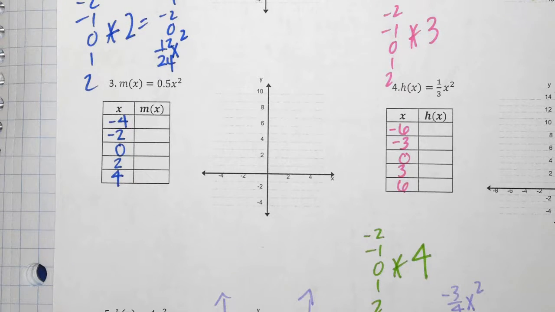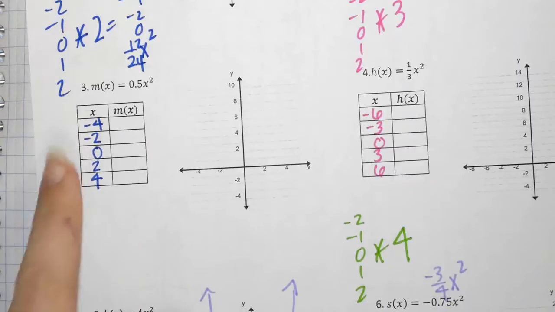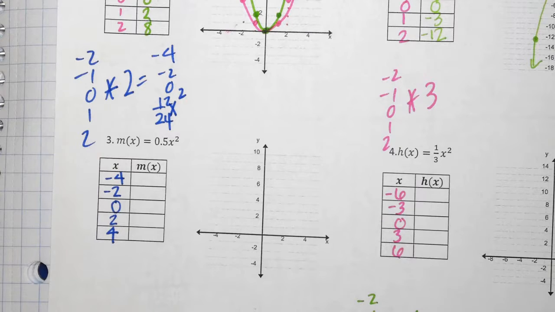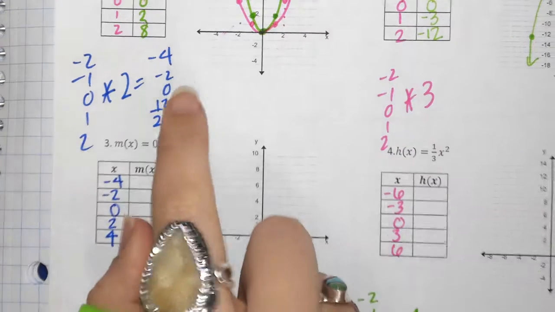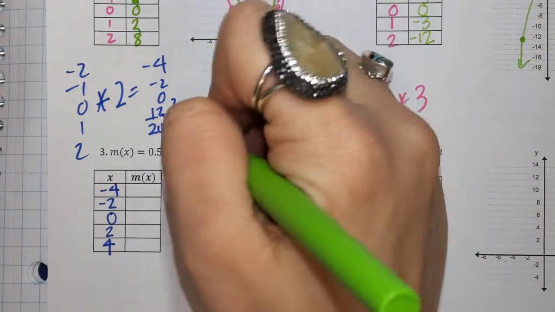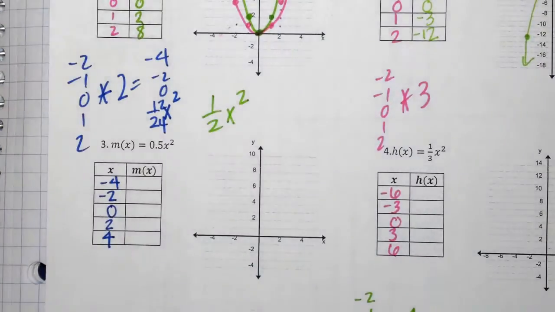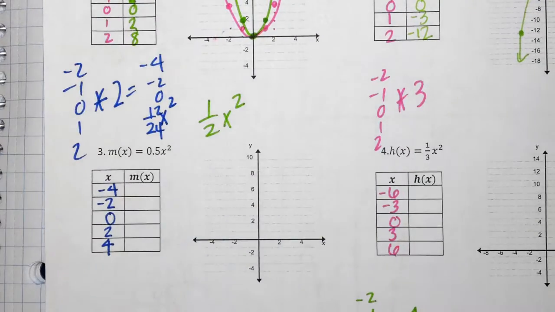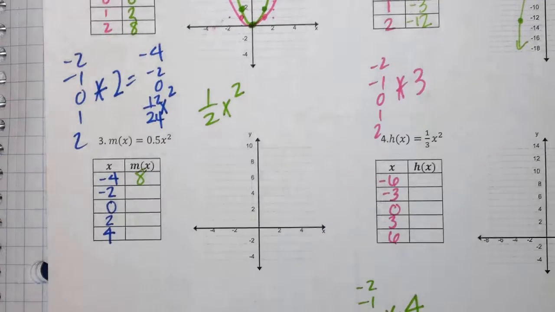Alright, so now let's plug it in for this one. So we have -4 squared. What is -4 squared? 16. Okay, now we're dividing by 2, correct? We're multiplying it by 1/2. So remember, you're dividing by 2. It's 1/2 x squared. And x squared was 16. What's 16 divided by 2? 8. So we get 8.